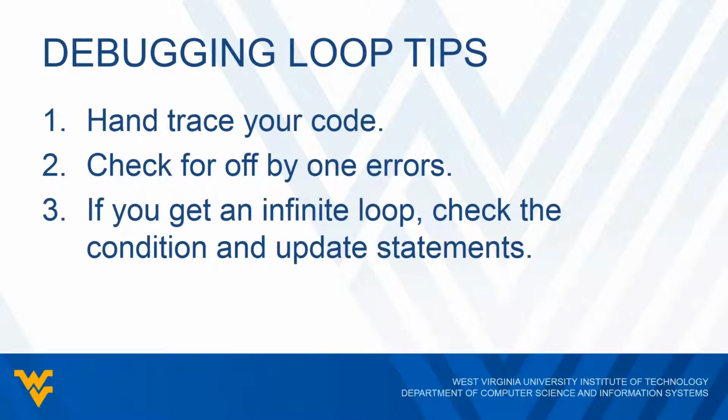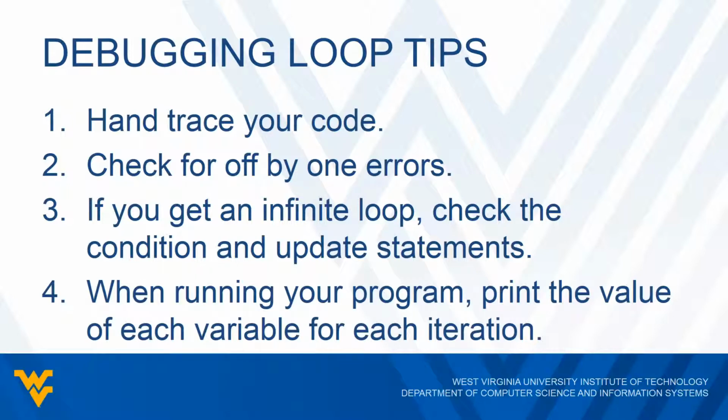The next thing I suggest is if you get an infinite loop, check your condition and update statements, because you may be using the wrong inequality operator, you may be using the wrong relational operator. A lot of times what will happen is maybe you're checking to see if a value is less than something else, but your update statement is decreasing the value, or maybe you're doing the vice versa. So just make sure that you're updating your loop control variable correctly, and you make sure that your condition is checking the correct things.